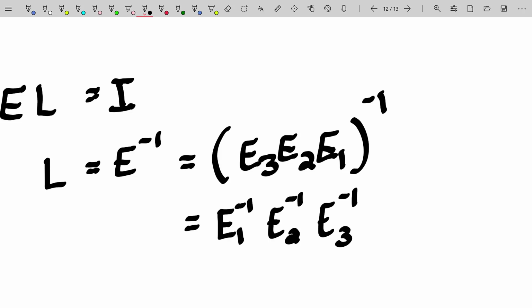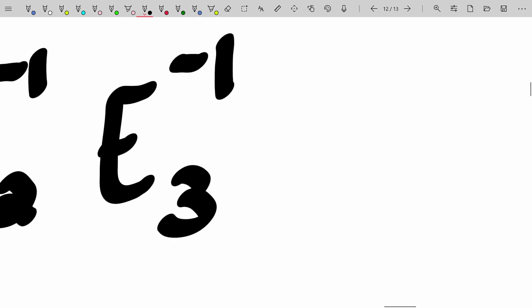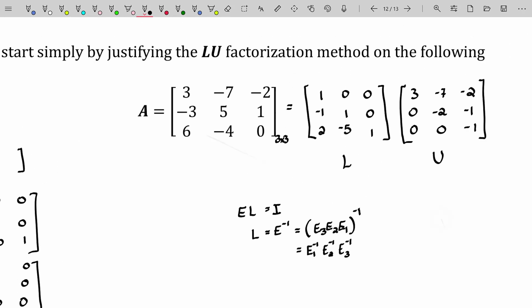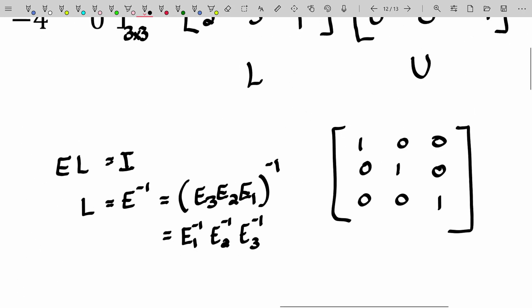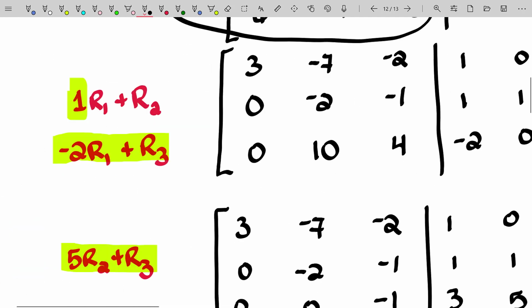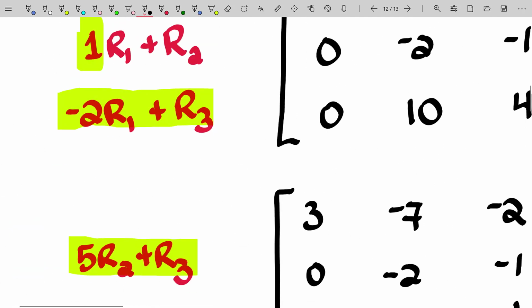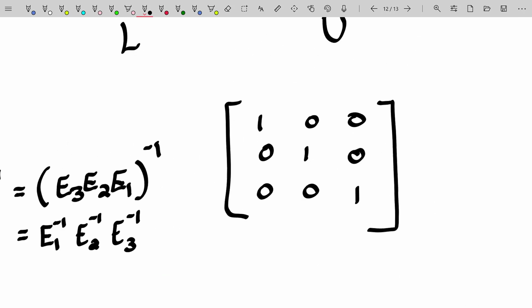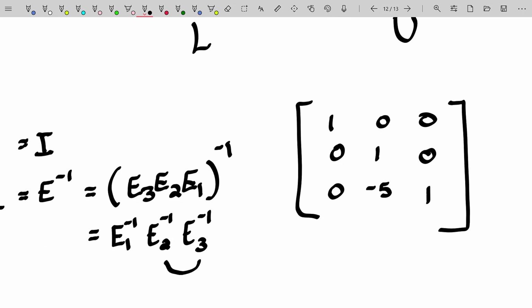So if I said, you know what I'm going to do? I'm going to perform the opposite of E3 first. Well, the opposite of E3 will start you at the identity matrix. E3 added 5 row 2 to row 3. So the opposite of that is going to take -5 row 2 and add it to row 3. Then we go to the next one in reverse order.